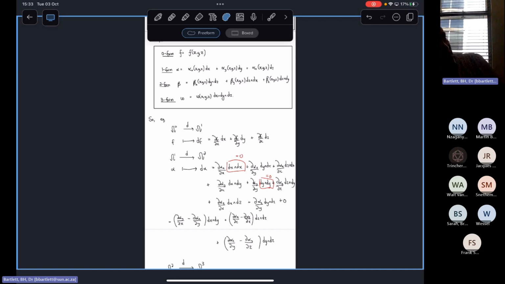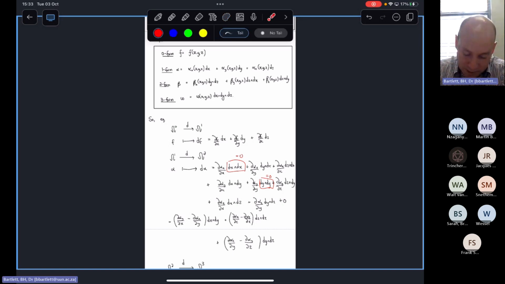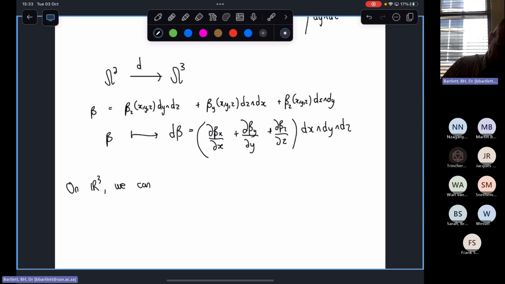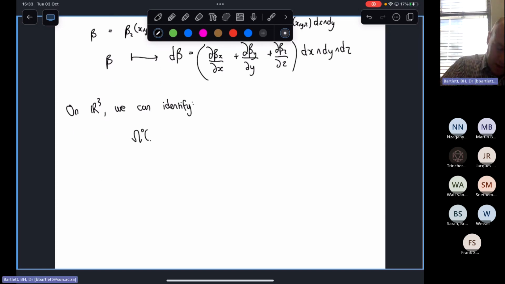So the question is, of course, where have we seen such expressions before in multivariable calculus? So I'm talking about something like this. Where have you seen such a thing before? You see, what I'm saying to you is that on R3, we can identify the 0 forms on M. Well, that's just the smooth functions on M, as we know.